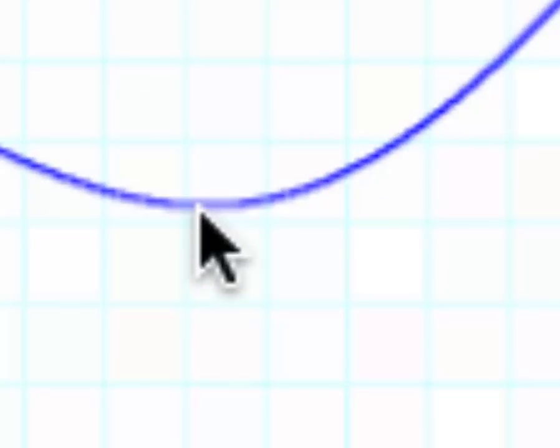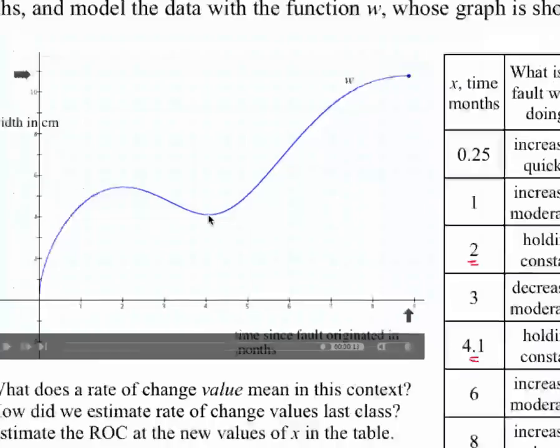What about a 4.1? For a change in x, how much does y change? Staying constant, so it's no change. So 0 over whatever change in x we pick. So we pick, you know, like 1/10 of a month. We get a change in y of 0 centimeters. 0 divided by 0.1 is 0.